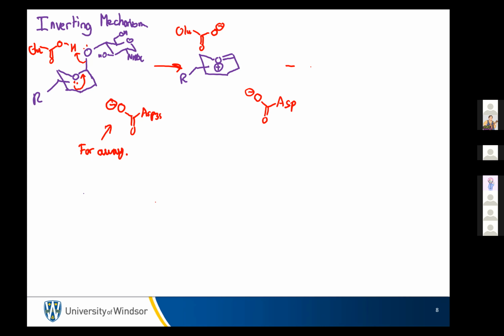And again, we flip the chair or the boat. It is basically the same enzyme.